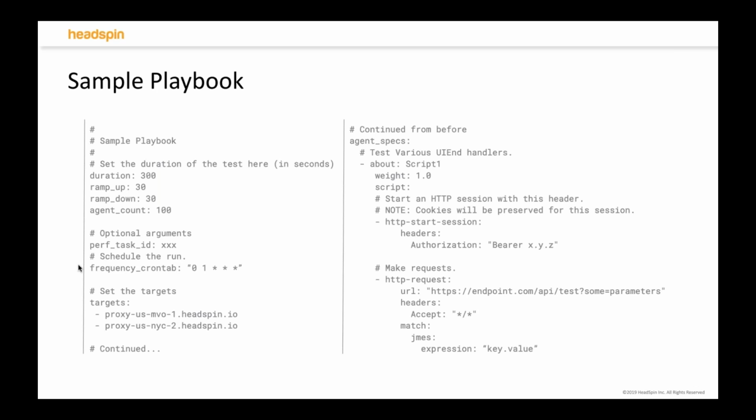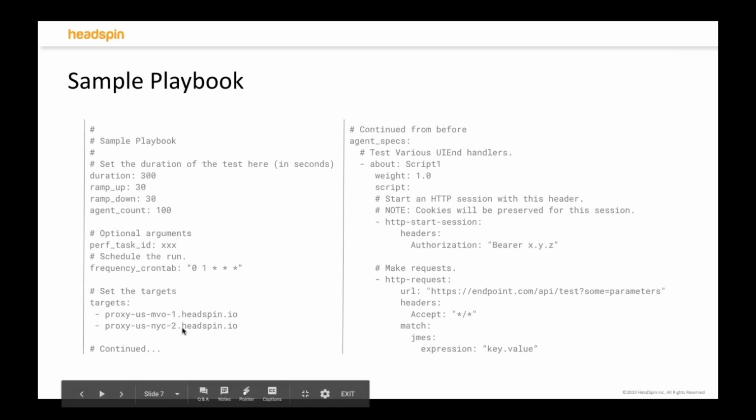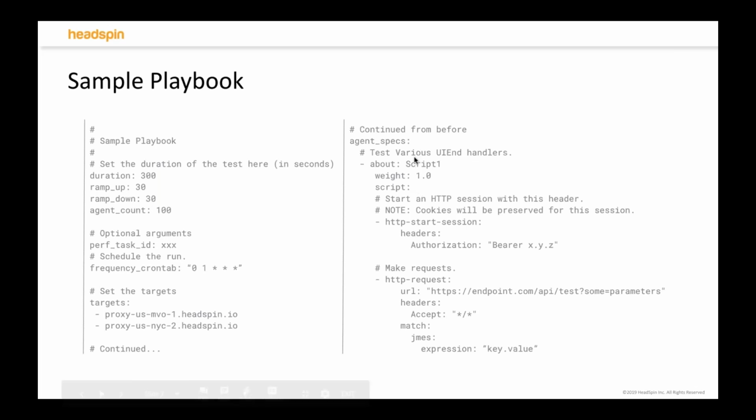You can specify the perf task ID, which is if you wanted to integrate this with their performance monitoring UI. We'll discuss that a little bit in the demo. And then you specify a list of targets. And then on the other side, you have the agent specs. And this is sort of the meat of the playbook. This is the part of the playbook that indicates what to actually do, what scripts to actually run.